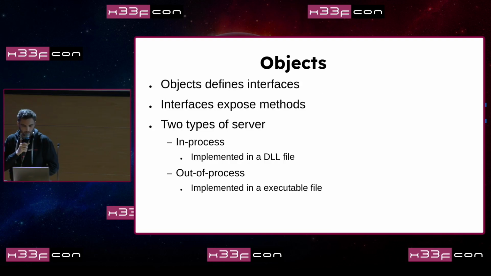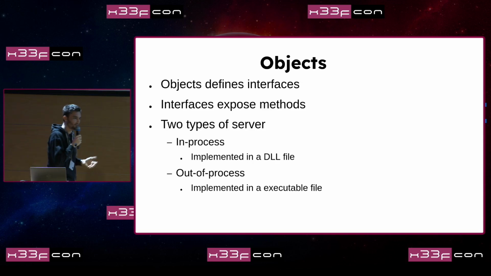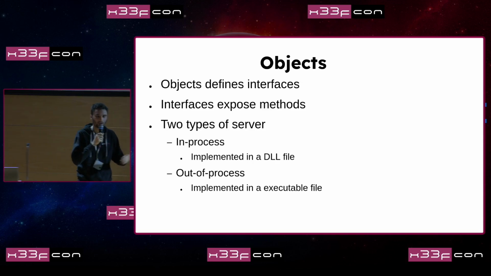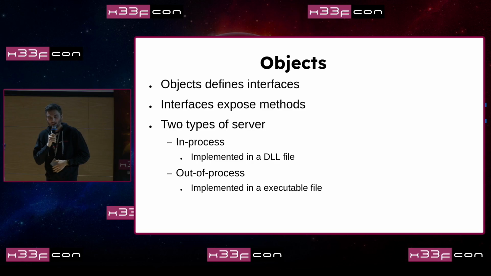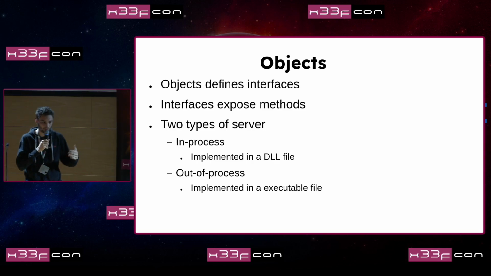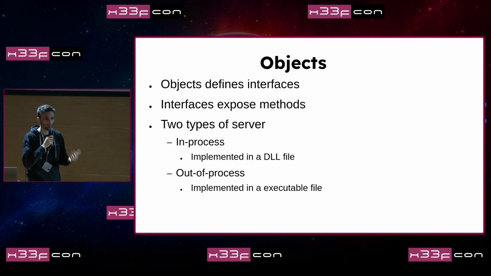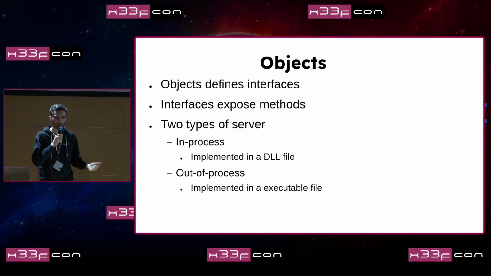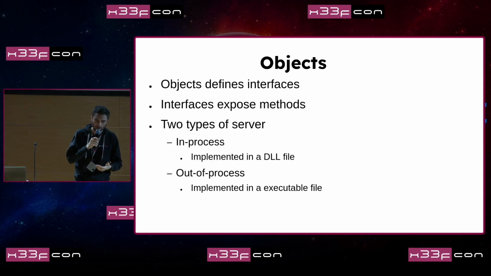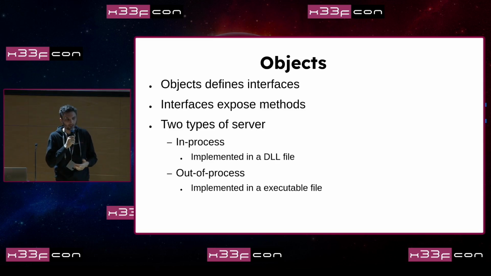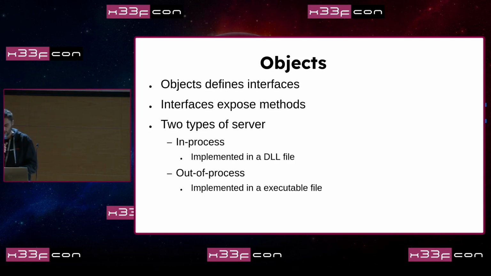So objects define interfaces. From those interfaces, you can call methods on the remote process. And there are two types of servers: in-process servers, which are, as their name says, inside the process, so they are implemented in a DLL file, and out-of-process servers, which are implemented in executable files, so EXE files.